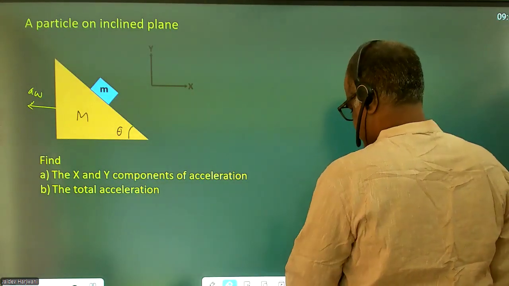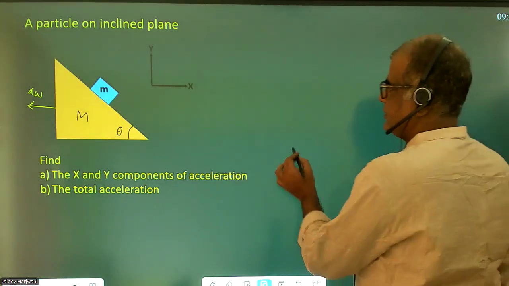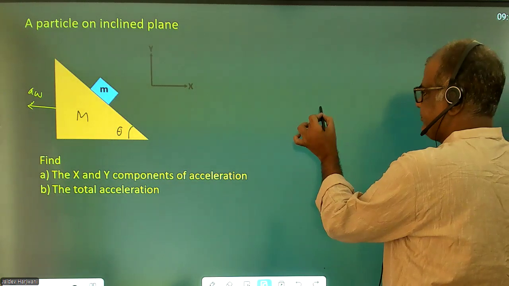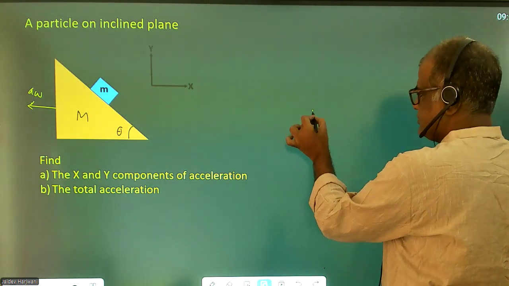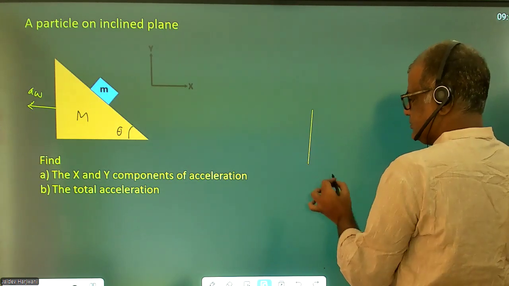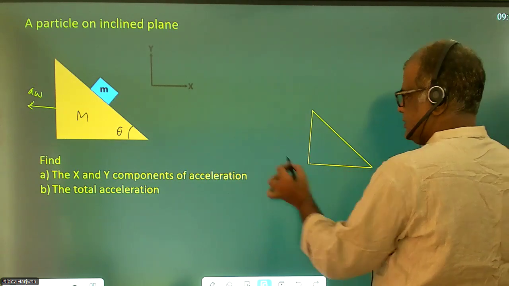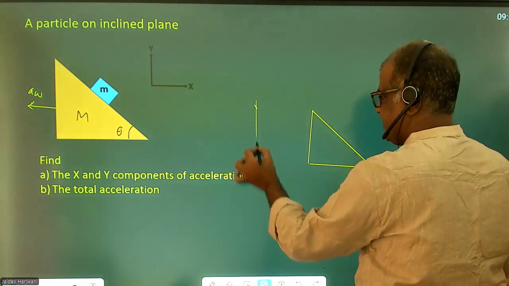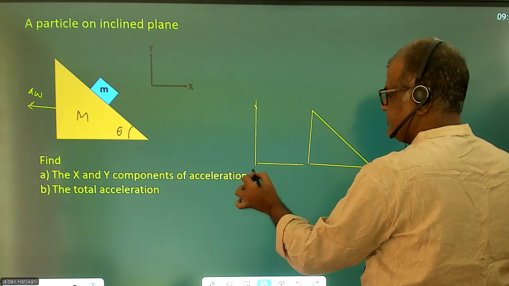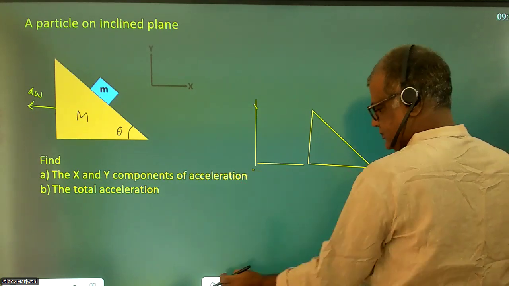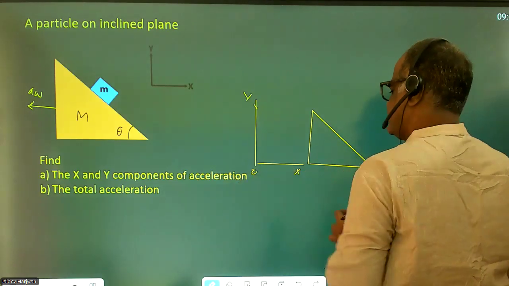So say I have a wedge. So I choose my xy direction here. So this is my origin. This is my x direction. This is my y direction.